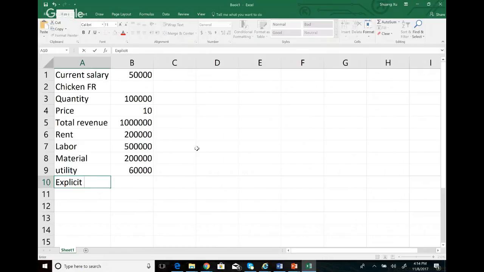Yeah, that sounds right. Explicit cost. So for explicit cost, it's anything you pay money out. So we're gonna pay for rent. We're gonna pay for labor. We're gonna pay for material. We're gonna pay for utility. So our total explicit cost is $960,000, and our implicit cost.